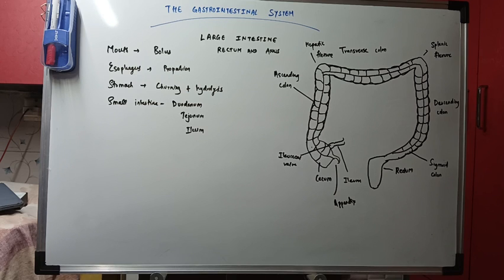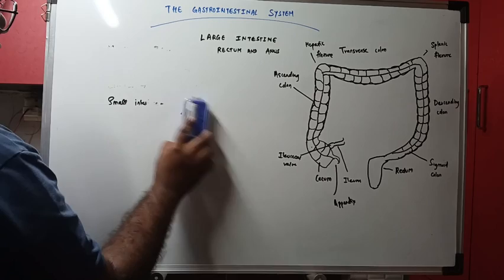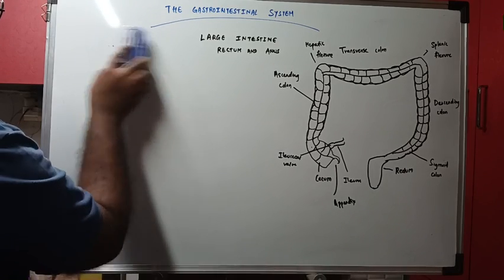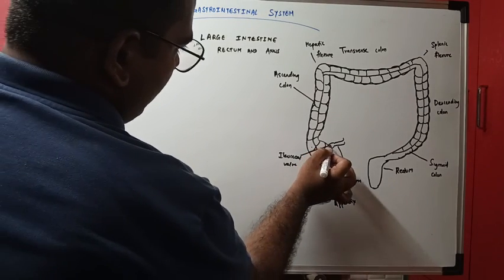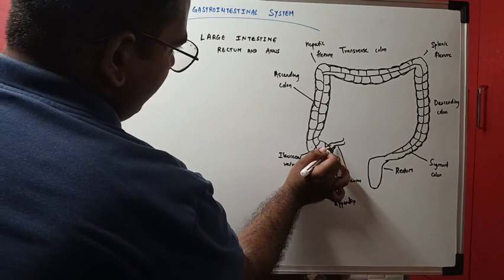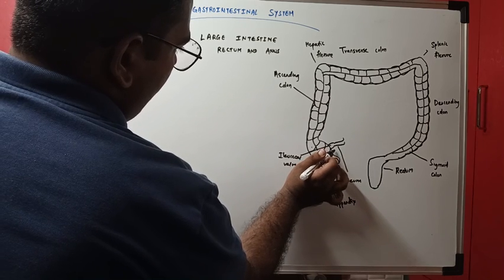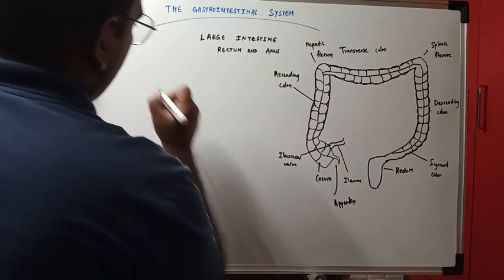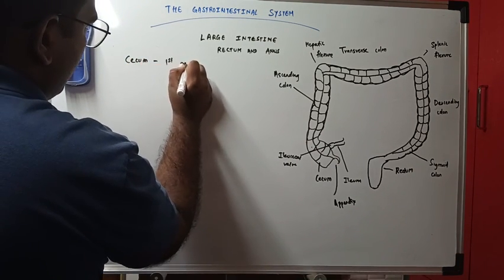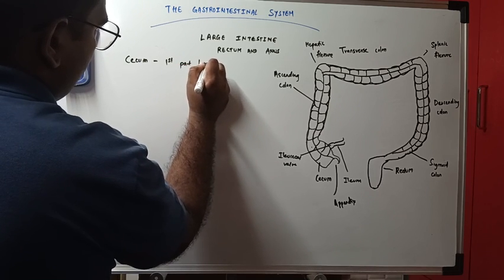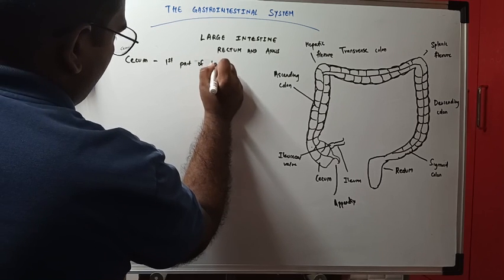So we have to deal with the large intestine, rectum, and anus today. We'll see what the parts of the large intestine are, how it forms, and what is the function of the large intestine. So the large intestine starts at the ileocecal valve, where the ileum, the last part of the small intestine, stops, and it is connected with the cecum. So the cecum is the first part of the large intestine.